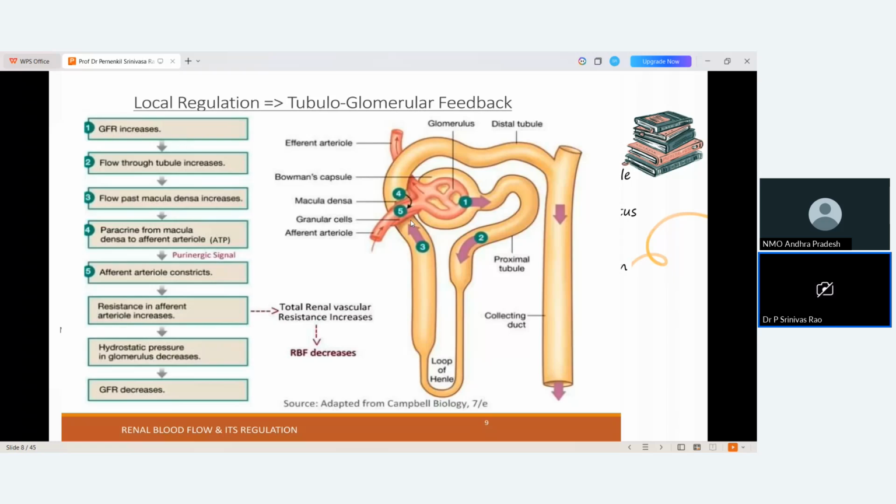So this is the tubulo-glomerular feedback. Sometimes only tubulo-glomerular feedback is asked as a 3-mark question. Remember that.